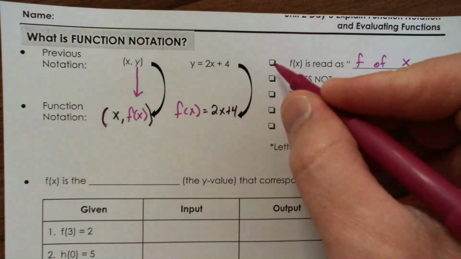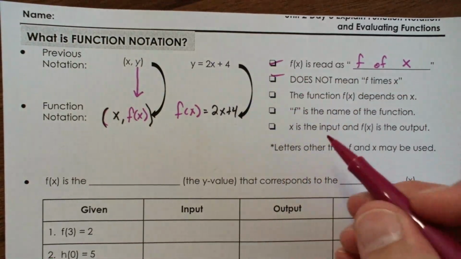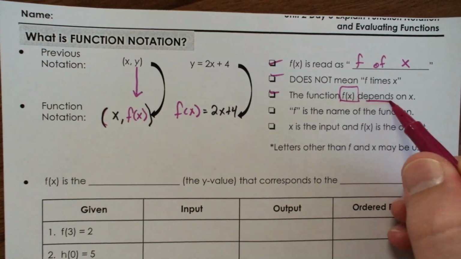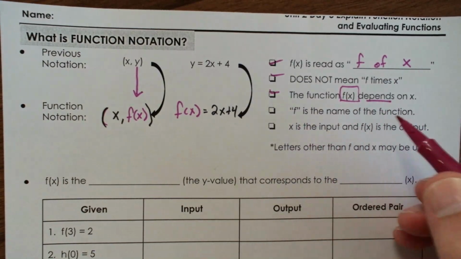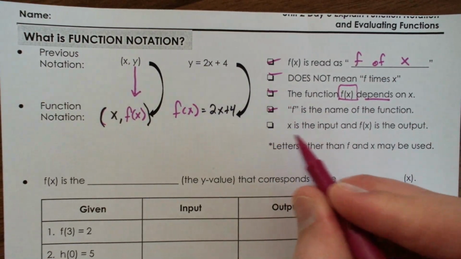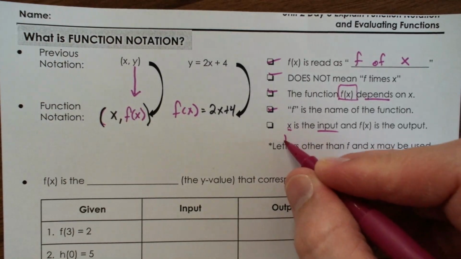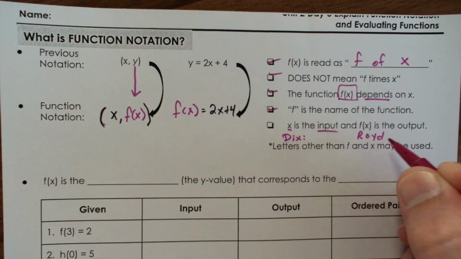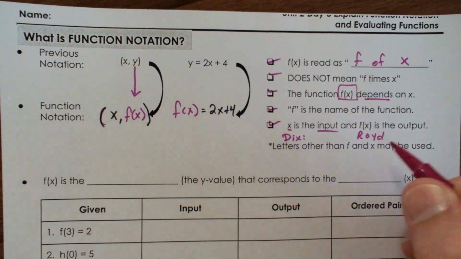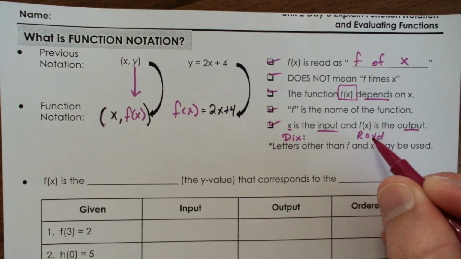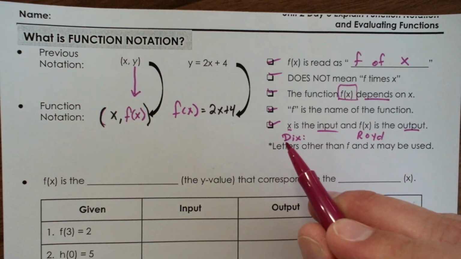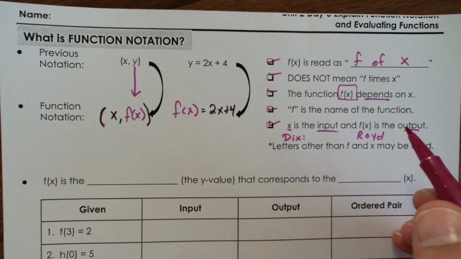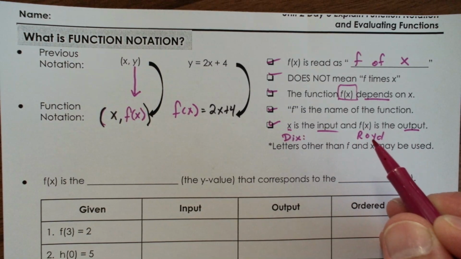This does not mean f times x. The function f of x depends on x. F is the name of the function. X is the input. X was the input, f of x was the output. So again, your x is still your domain. It's still your input, your x value, your independent variable. The f of x is your range. It's your output, your y value.